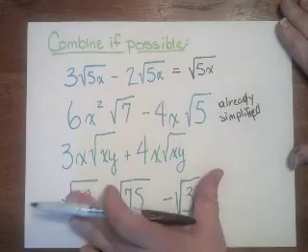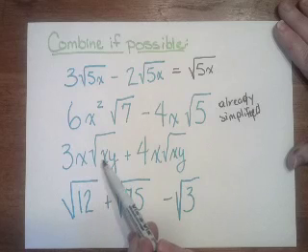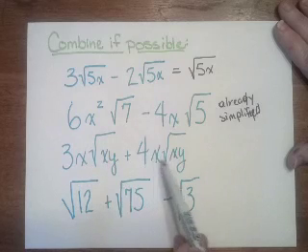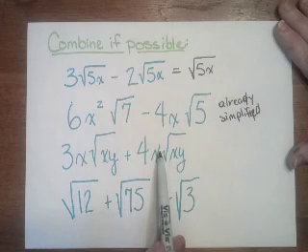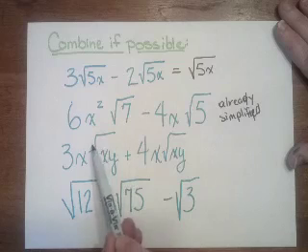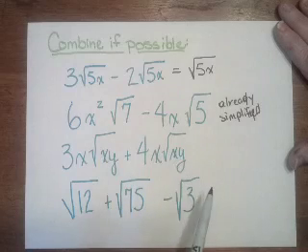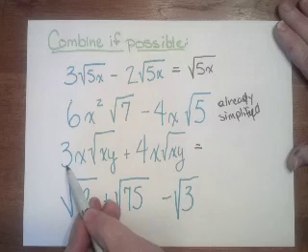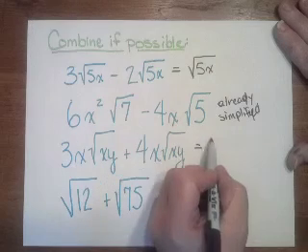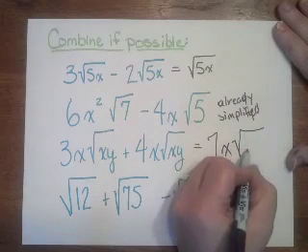So let's look at the third one. 3x times the square root of xy plus 4x times the square root of xy. This time I have the same variable at the same power, the same square root, and the same base in my square root, xy. So these I can add together, and I would just combine their coefficients. 3 plus 4 is 7x square root of xy.